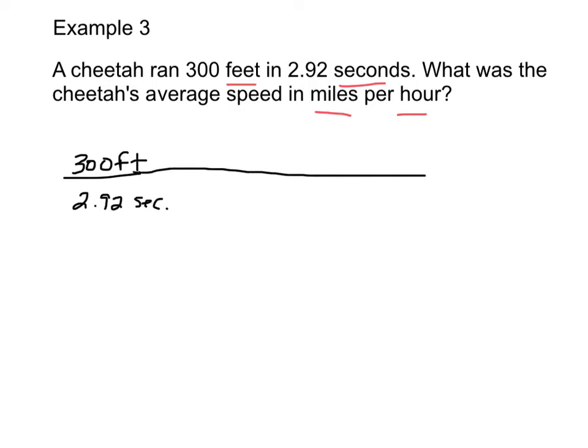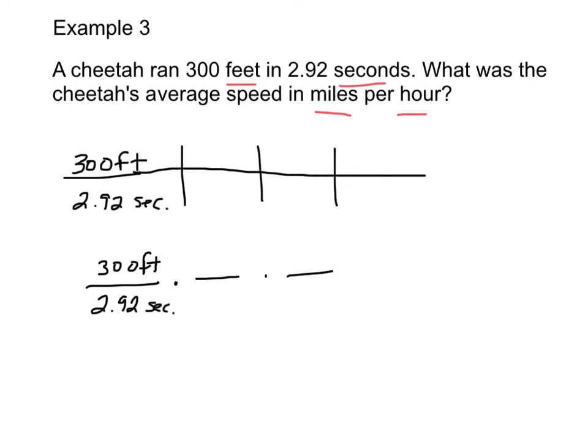What I'm then going to do is make a big line, and then do a whole bunch of fractions in here. So we're going to do this a couple times, and I'm hoping this will make sense. Now, if you would like to do this instead, fraction times a fraction times a fraction, you could do that as well. So you could have 300 feet over 2.92 seconds, a conversion factor in the next fraction, and so on. So here's what I always did when I was in school.